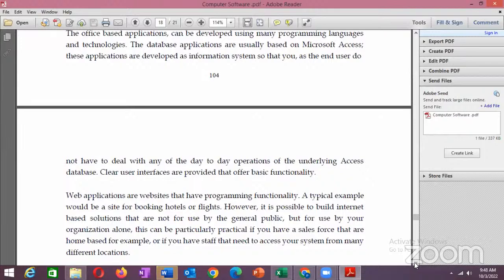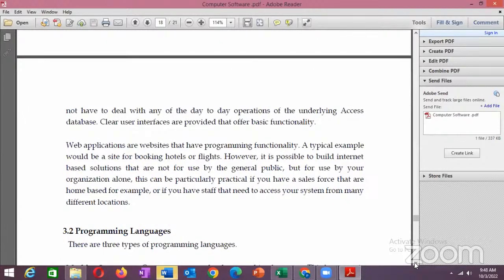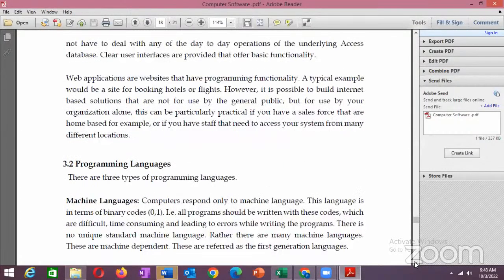Then we have the web application. Web applications are websites that have programming functionality. A typical example could be a site for booking hotels, flights. However, it is possible to build internet-based solutions that are not for use by the general public, but for use by your organization alone. This can be particularly practical if you have a sales force that are home-based, for example, or if you have staff that need to access your system from many different locations.